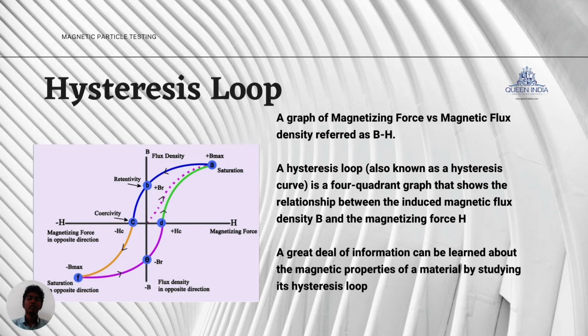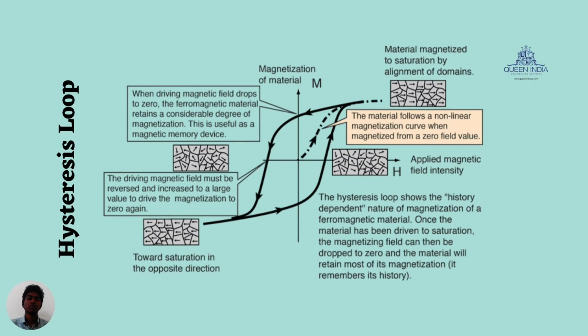It is a magnetic memory device. When the driving magnetic field drops to zero, the ferromagnetic material retains a considerable degree of magnetization, which is useful as a magnetic memory device. The material is magnetized to saturation by alignment of domains. The material follows a non-linear magnetization curve when magnetized from a zero field value.